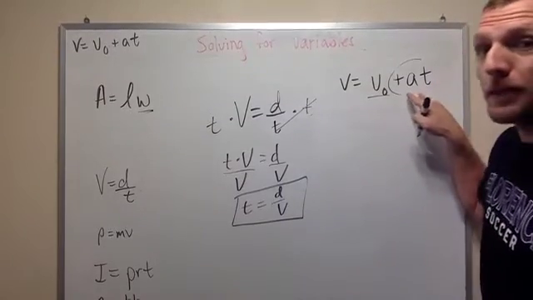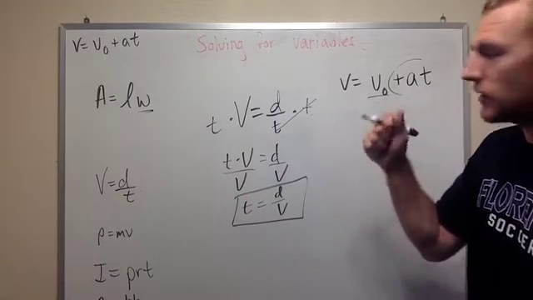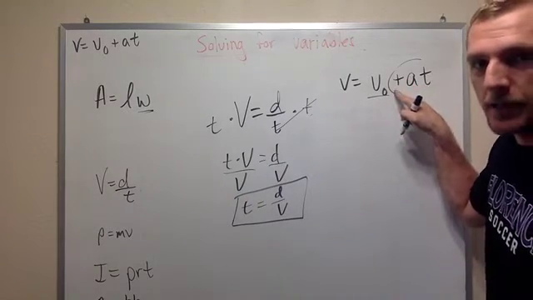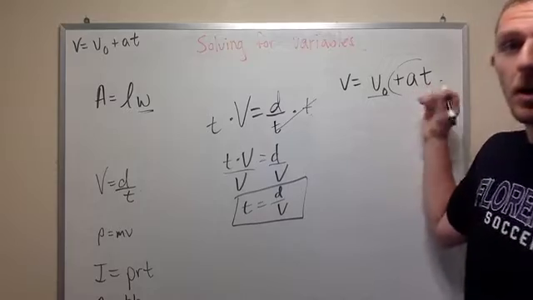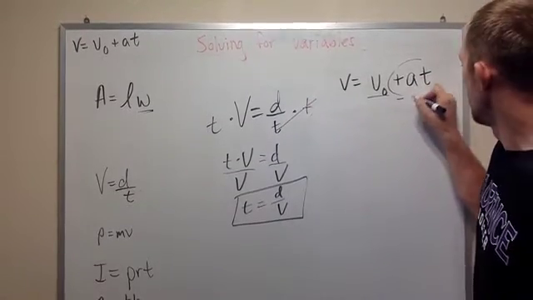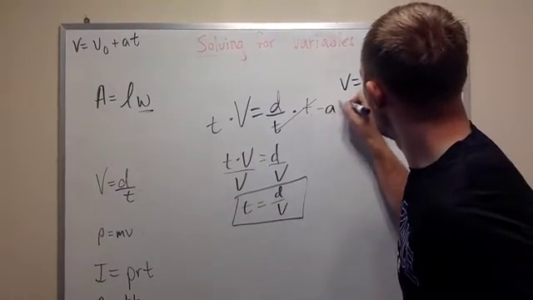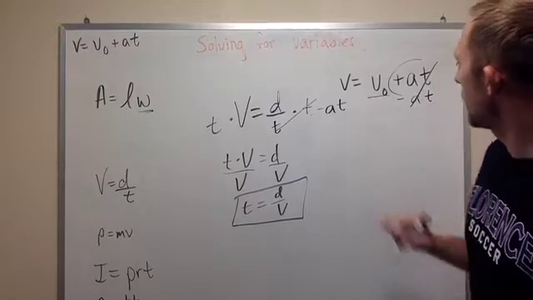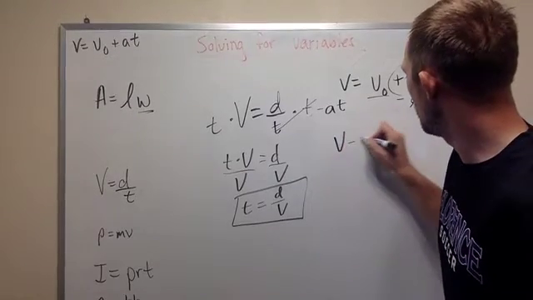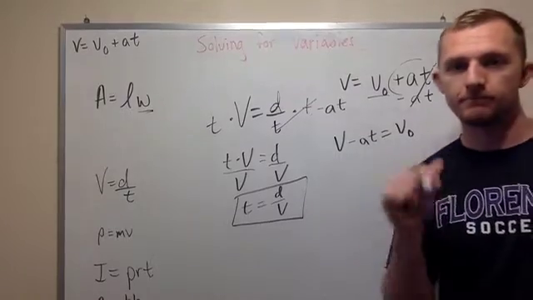Now, what you're going to say is, okay, so we have to subtract A and subtract T, right? Well, these are connected by multiplication. That bond is sturdy, a lot sturdier than addition, right? So therefore, they have to go together. So if you're going to subtract one, you got to subtract both together. So minus AT, see it, AT, so it'll be V minus AT equals V naught. All right?